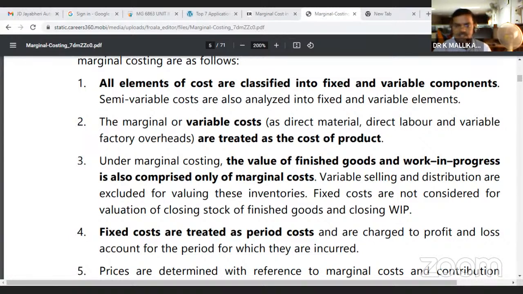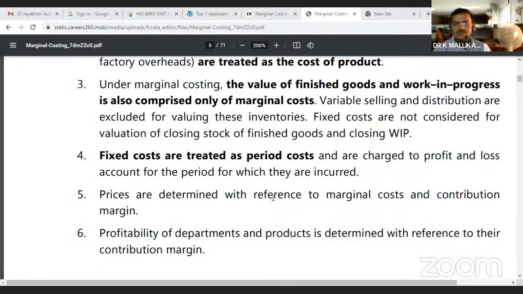So fixed costs are not considered for valuing the closing stock of finished goods and work in progress. Fixed costs are treated as a period cost and are charged to the profit and loss account for the period in which they are incurred. And the prices are determined with reference to marginal cost and contribution margin.